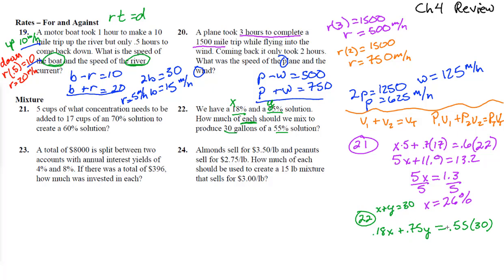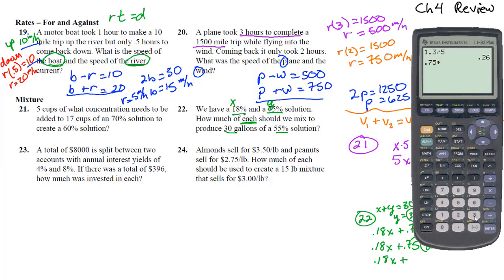And you could use elimination on this and it would work. Substitution, I think, is a little bit easier, but you could do the other one if you wanted. 30 minus x goes right in there for y. So we get 0.18x plus 0.75 times 30 minus x equals 16.5, I think is what that comes out to be. Go ahead and jump that in, and we get 0.18x plus 0.75 times 30.